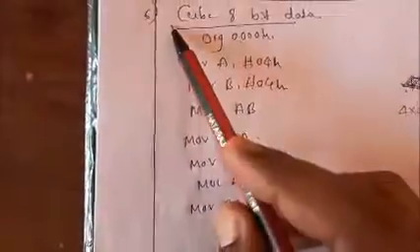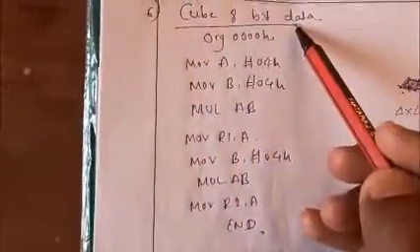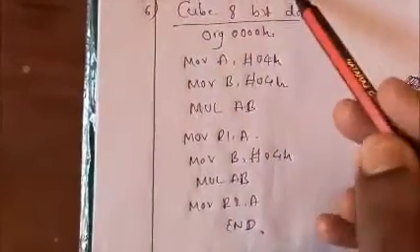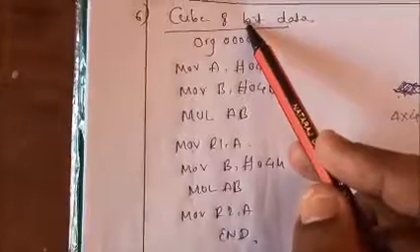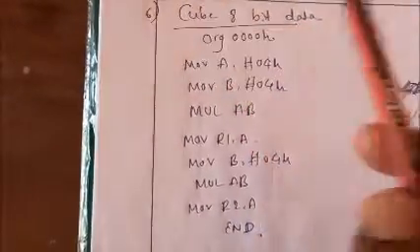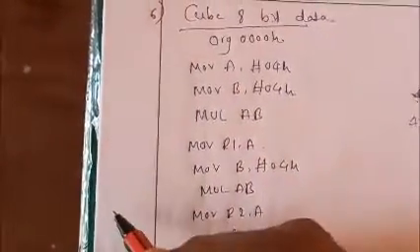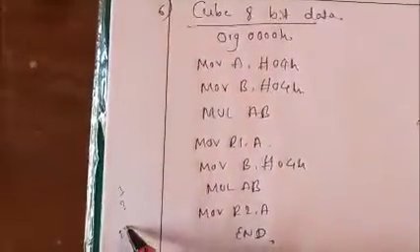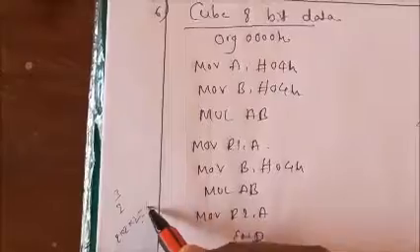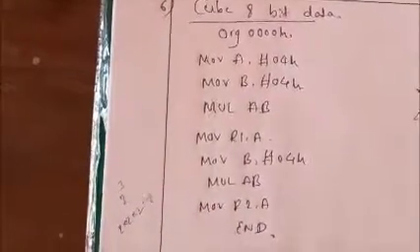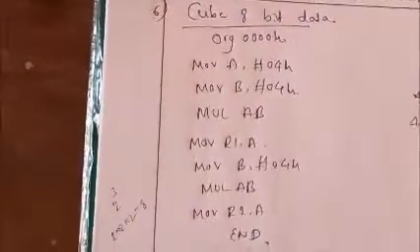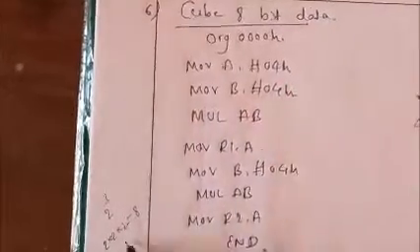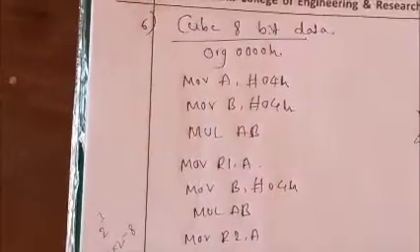Next, the 6th program: cube of 8-bit data. Whatever I perform here is only at the 8-bit data level. Is it clear? Cube is nothing but, for example, 2 power of 3, which means 2 into 2 into 2. Here you will get the result 8. Previously you did the square of 8-bit data. Next is the cube, so for this type of example I need to write the program.